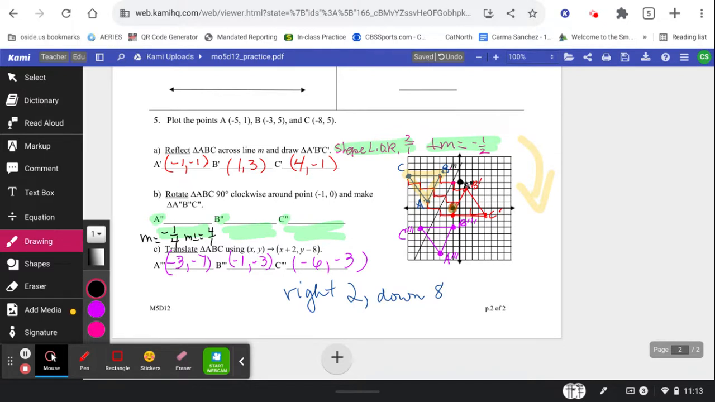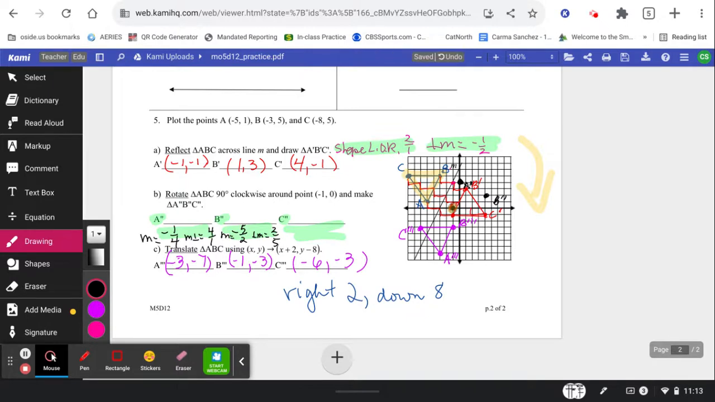Okay, from B, it goes down 1, 2, 3, 4, 5/2. Let me count it again. Down 1, 2, 5/2. And then I'm going to flip that slope and make it positive. So 2/5. So from the center, I'm going to go up 2 and right 1, 2, 3, 4, 5. And there's my B double prime.